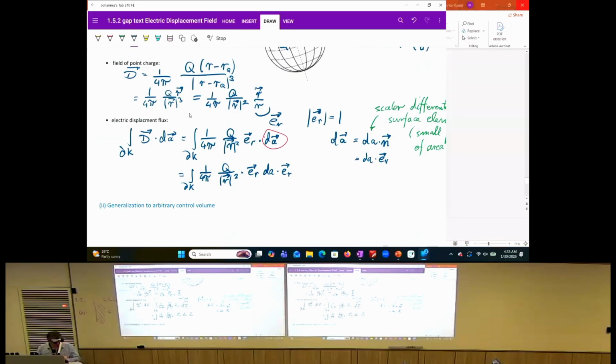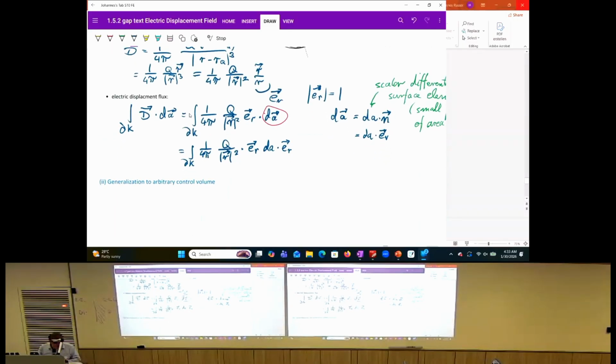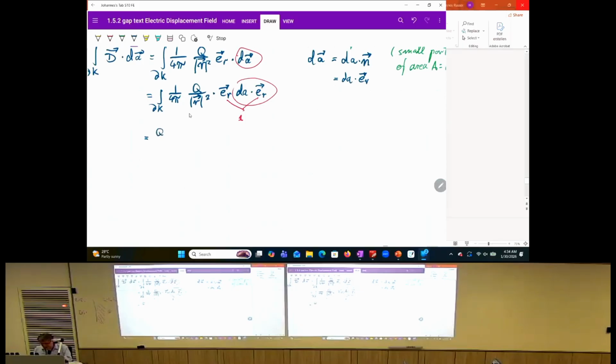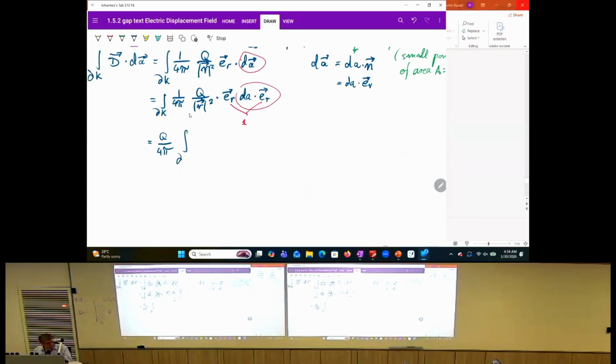It is centered at the origin, so anywhere we have the normal vector to be the radial unit vector. And if you insert that, then you have the comfortable situation that, if you look at the vectorial quantities, this turns out to be 1. So let's pull the Q over 4 pi out of the integral, because it's not dependent on the integration variable. We have the integral over the enclosing surface, enclosing the control volume.